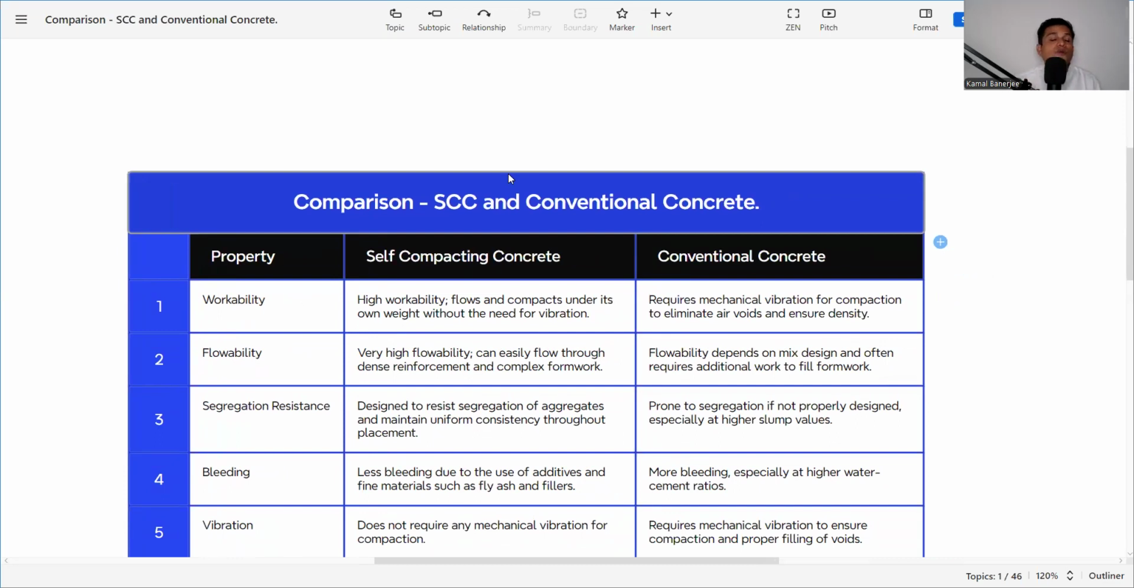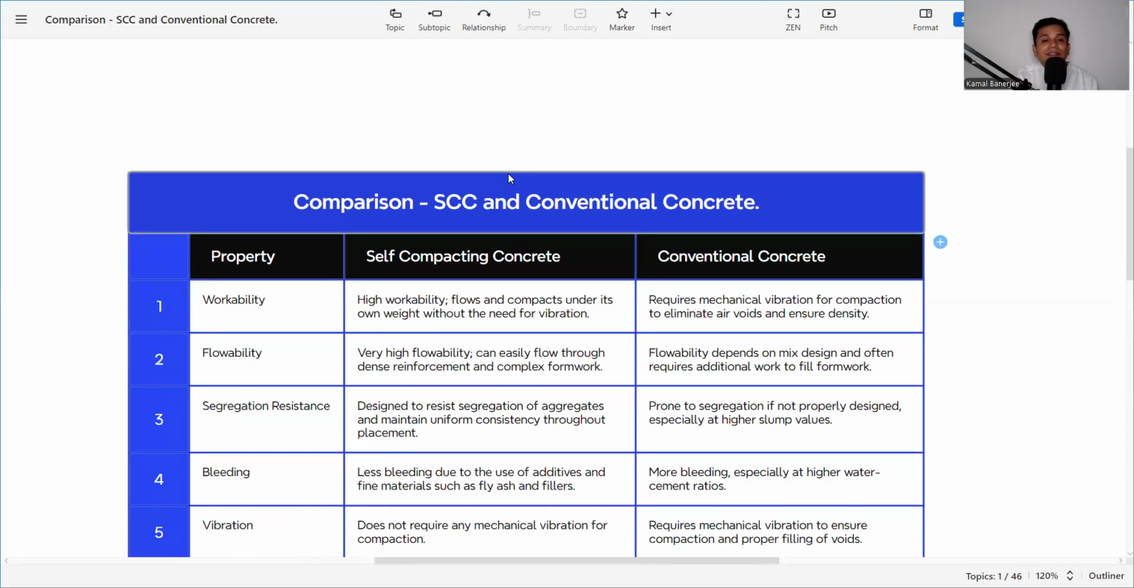Now, if you want to know what is self-compacting concrete, what is the IS code, and what are the properties, I have made a detailed video. The link is there in the description. You can check, you will get the full information about self-compacting concrete. But today is the comparison.